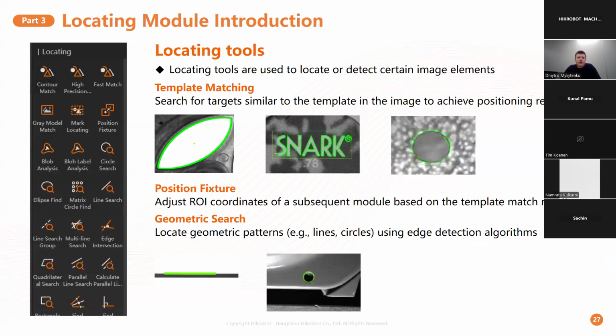Locating tools are responsible for finding stable and repeatable reference features in the image. Their purpose is not measurement itself, but reliable positioning so that all subsequent processing steps operate in a consistent coordinate context. Depending on the application, locating can be based on learned templates, geometric features, or edge information. And the selected approach directly affects robustness, accuracy, and overall system stability. So it's important to choose the right tool depending on the requirements and conditions.